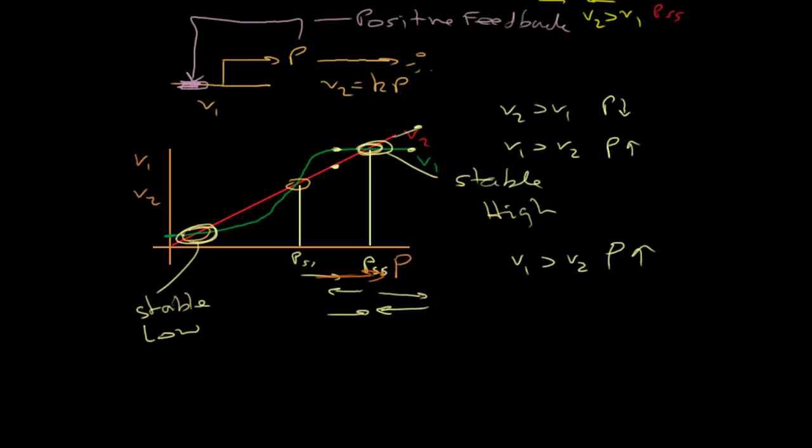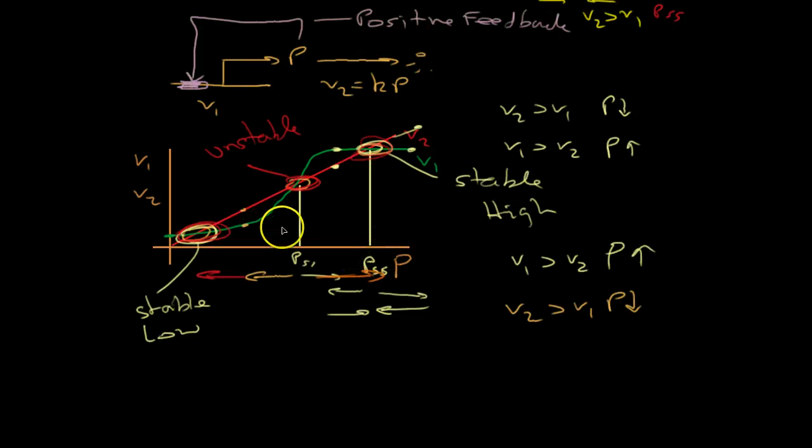What happens if I push it in the other direction? What happens if I push it back this way? I notice now that V2 is greater than V1. And if V2 is greater than V1, that means consumption is higher than production, so P goes down. So in other words, this will carry on moving this way towards this stable state here. So this state is unstable. If I make a perturbation above this point, the system evolves to the high state. If I make the perturbation below this point, the system evolves to the low state.